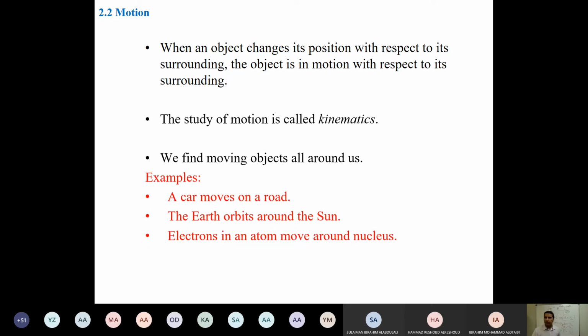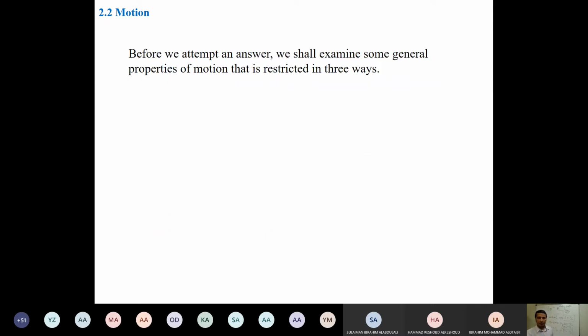We find moving objects all around us. For example, a car moves around on a road, or Earth orbits around the sun, or electrons in an atom move around the nucleus. All these are different kinds of motion at different scales. Okay, some macroscopic scale, some nanoscopic, or microscopic scales.